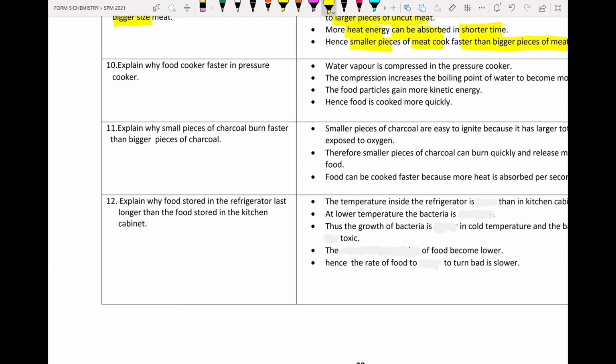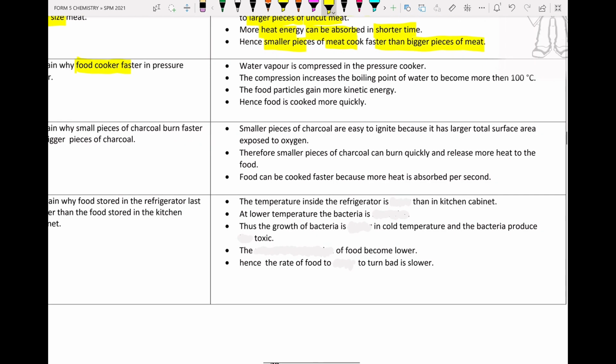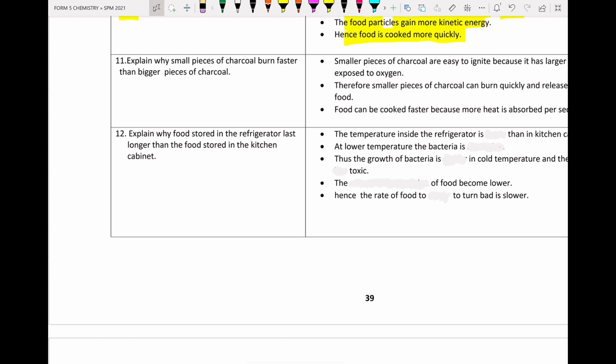Question number 10. Why does food cook faster in a pressure cooker? So water vapor is compressed in the pressure cooker. So the compression increases the boiling point of water to become more than 100 degrees Celsius. So what happened? The food particles gain more kinetic energy, hence they cook quickly. So right. Okay, we go for question number 11.